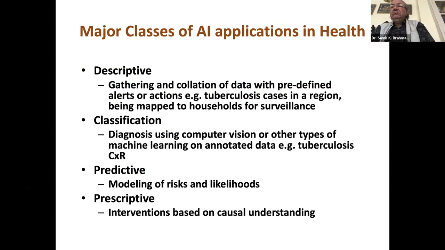So, major AI applications in health: data scientists can look at classification, descriptive, predictive, and prescriptive. Prescriptive will come much later, since intervention is based on causal understanding. Until AI tells me what the cause is, prescriptive will still remain wait and watch.